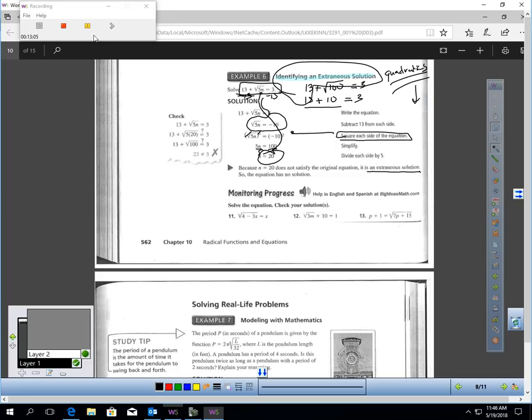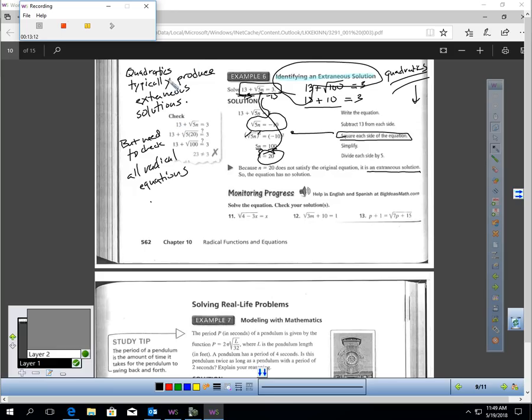I'm going to write it down here. So that would probably be a better way of saying it right here. Quadratics typically produce extraneous solutions. Typically means normally, but not all the time. But you're going to need to check all radical equations, because this was not a quadratic, and it still produced an extraneous solution. Okay, what I'd like you to do is pause the video. You try 11 and 13.